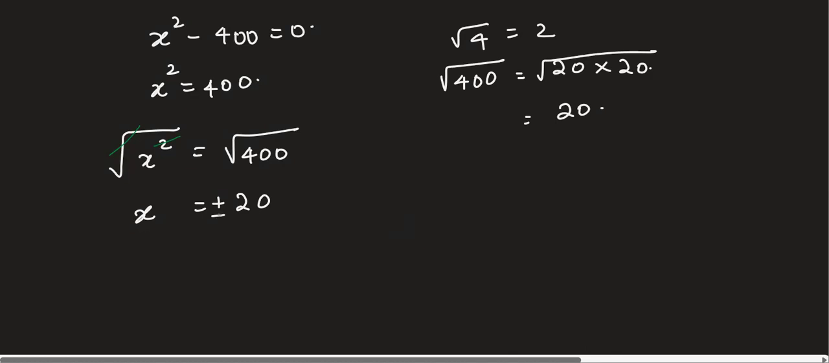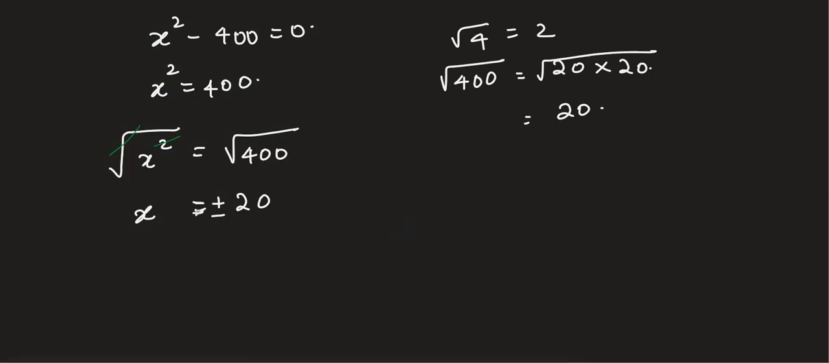Okay, but since we are dealing with the length and breadth, it cannot have negative value, right? So it can be only positive 20. So x is equal to plus or minus 20. Since we are dealing with the length and breadth, we will ignore the negative sign. So we will take only x is equal to positive 20.